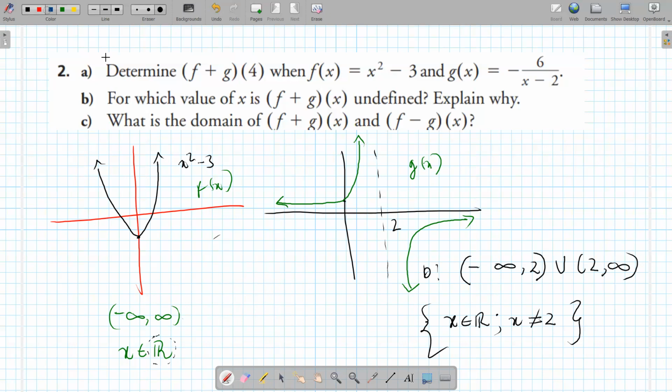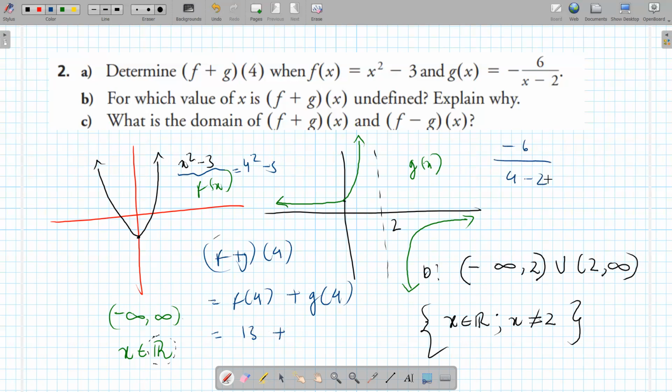I don't think we answered part one correctly. It says determine f plus g of 4. Okay, it's not too big of a deal. f plus g at 4 means f of 4 plus g of 4. You take their individual y values when the x value is 4 and add them up. For the first one, f of 4 would be 4 squared minus 3. That's 16 minus 3, that's 13. And g of 4 would be negative 6 over 4 minus 2. That's negative 6 over 2, that'll be negative 3. Therefore, f plus g of 4 is positive 10.